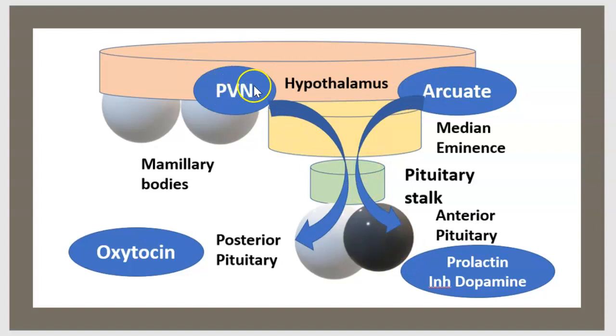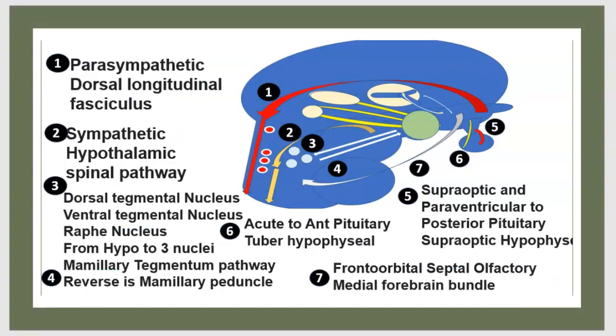Paraventricular nucleus is posterior pituitary. Paraventricular nucleus is for oxytocin. Arcuate nucleus is for prolactin inhibiting dopamine. Let's see the connection between these nuclei.